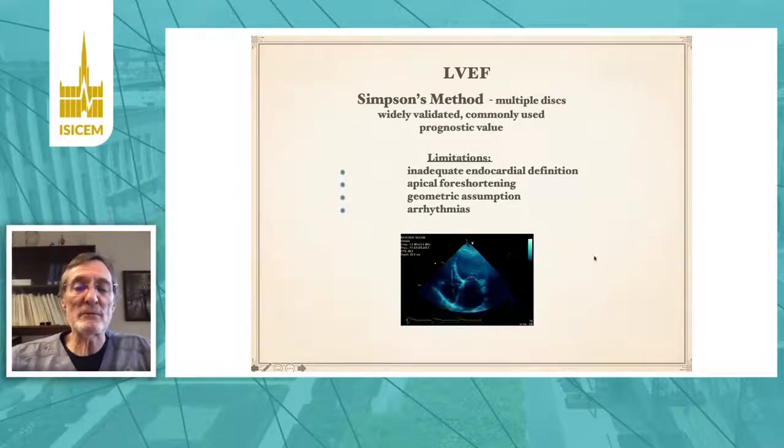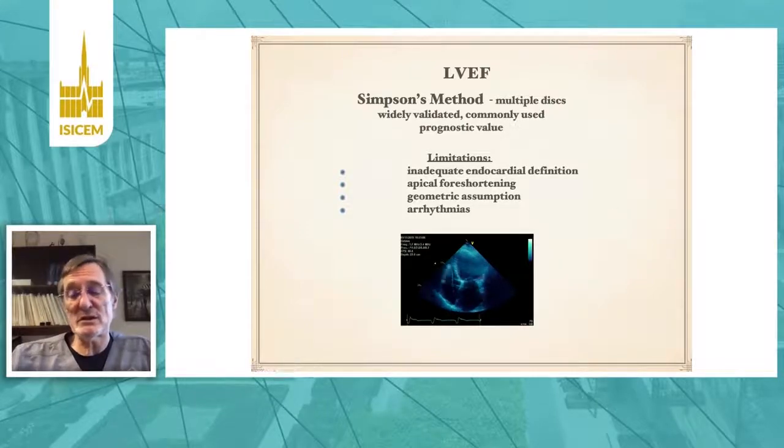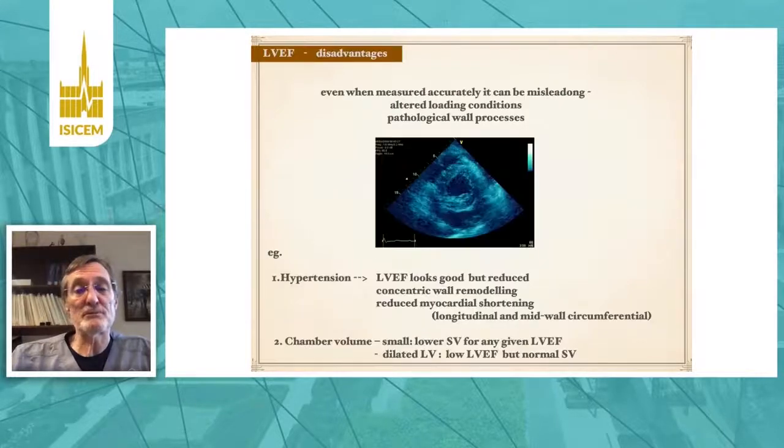as shown here? It might be that you're holding your probe in a slightly wrong position, and we have what we call apical 4 shortening, where rather than cutting up through the middle of the left ventricle, we're cutting at a slight angle. There are a lot of geometric assumptions, which we'll come on to, and of course arrhythmias can affect the way in which you assess the left ventricular contraction.